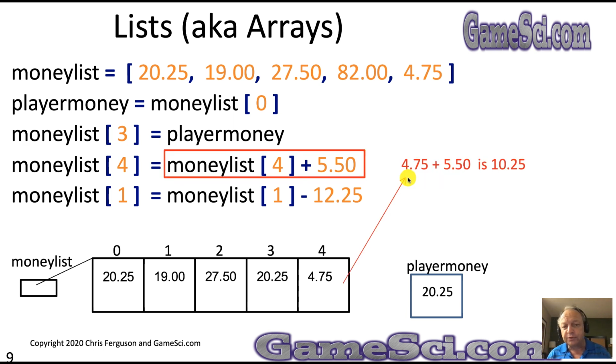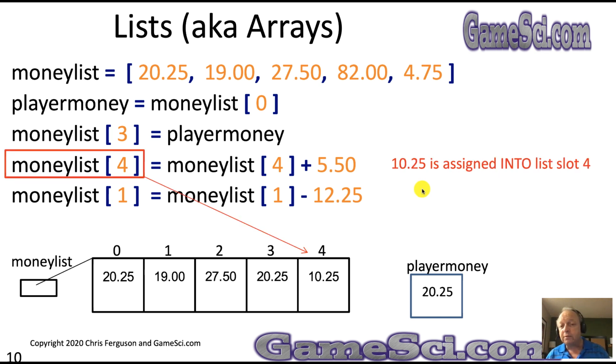Let's use the list to do some calculations. First thing we'll do is access money list at subscript 4. So the 4.75 gets pulled out of the list. We add to that 5.50 and the result is 10.25. What do we do with this 10.25? It's assigned back into the list at subscript 4. And 10.25 replaces the current contents of slot 4 of the list. Remember, it used to be 4.75. It now has 10.25.